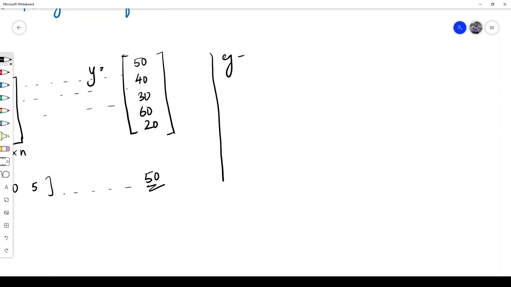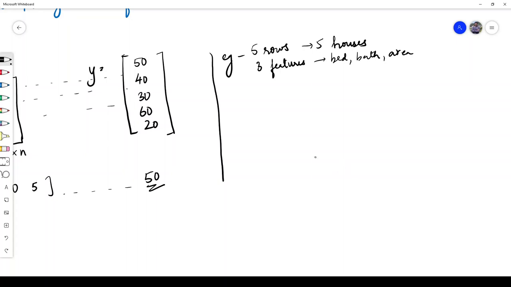Let's say you have a data set, and your data set has 5 rows. So you have data on 5 houses. And for each house, let's say you have 3 features. Let's say the features are, same thing, the number of bedrooms, the number of bathrooms, and the area.